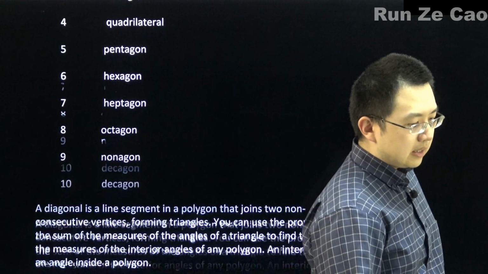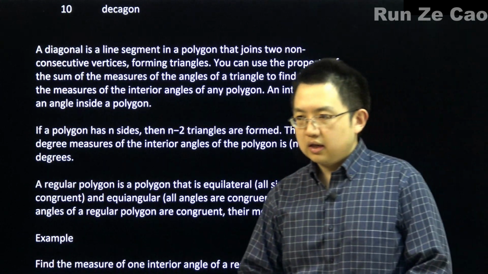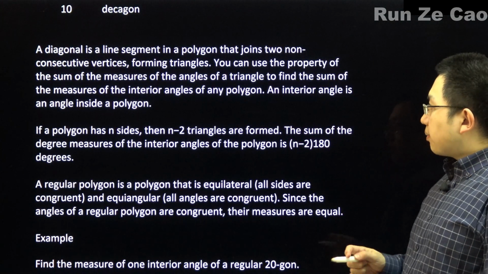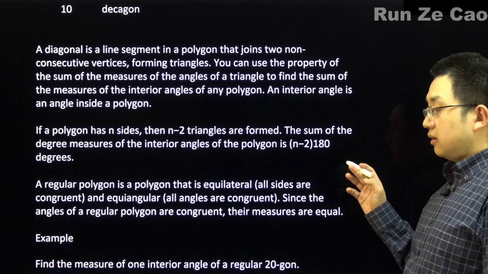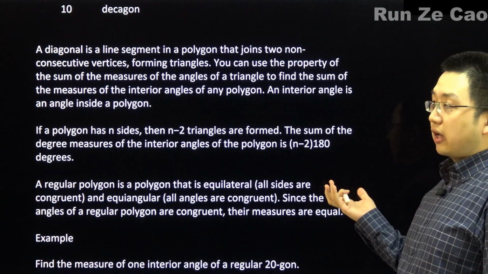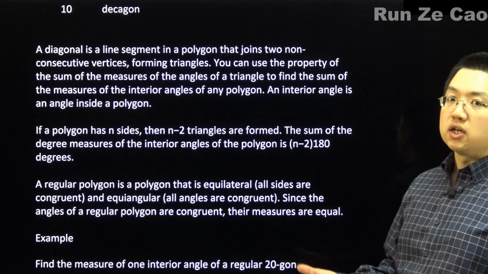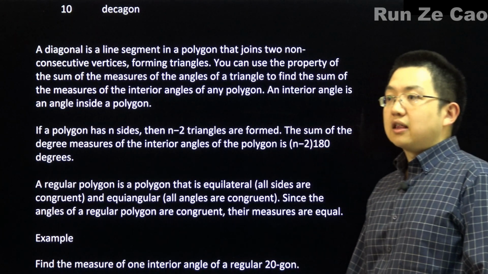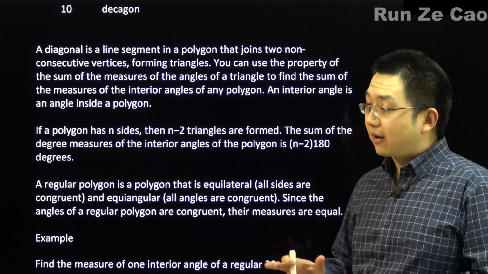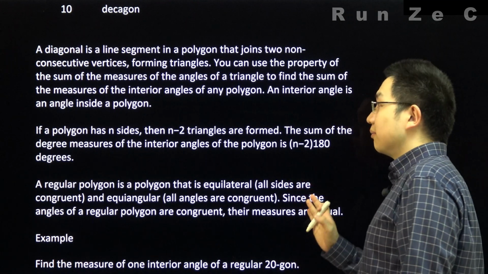Now, a diagonal is a line segment in a polygon that joins 2 non-consecutive vertices, forming triangles. You can use this property and the interior angle sum of triangles to make your polygon into a bunch of triangles that don't have any angles that just add up redundantly with each other within the polygon. That would be bad. Okay? So for the diagonals that you're counting, please don't cross them.